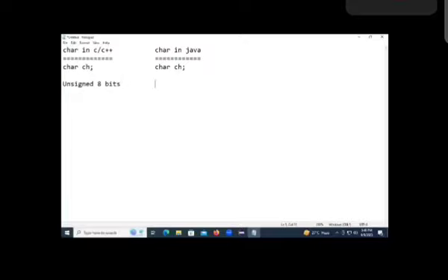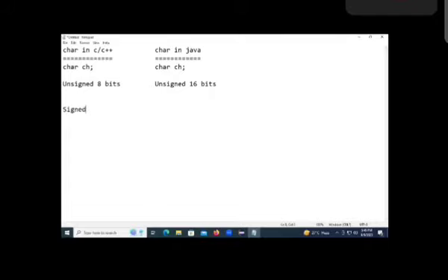And here it will take unsigned 16 bits. Okay. What is the range of unsigned 8 bits? If it is unsigned 8 bits, what would be the range?